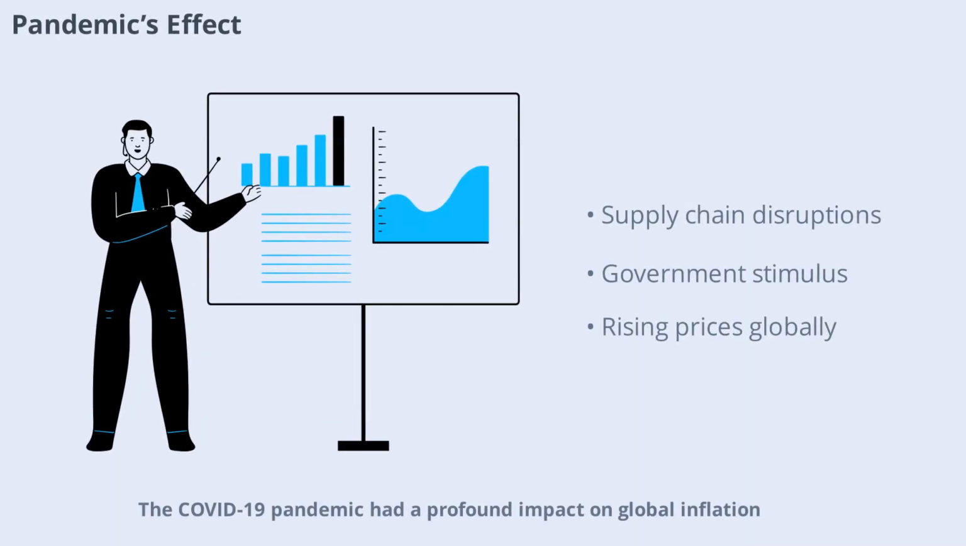The COVID-19 pandemic had a profound impact on global inflation. Lockdowns and restrictions disrupted supply chains, leading to shortages and higher prices for many goods. At the same time, governments injected large amounts of money into their economies to support businesses and individuals. This combination of supply constraints and increased demand created a perfect storm for rising inflation rates worldwide.